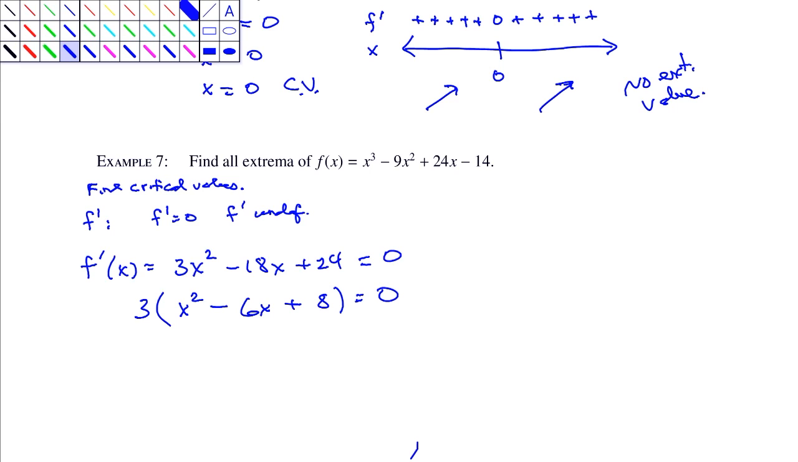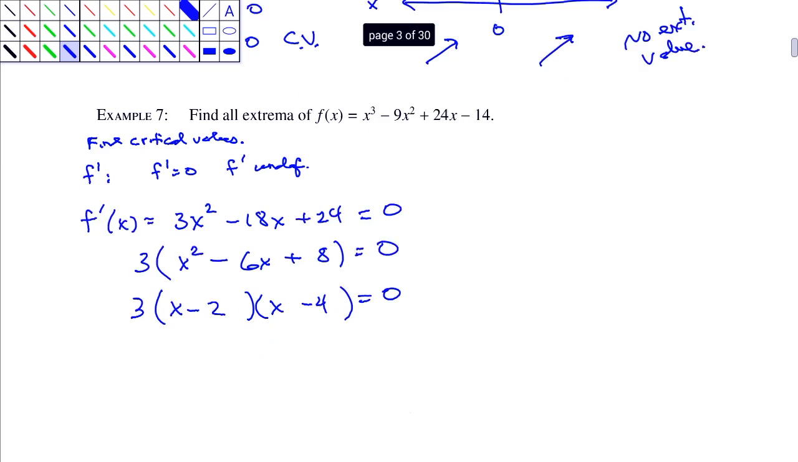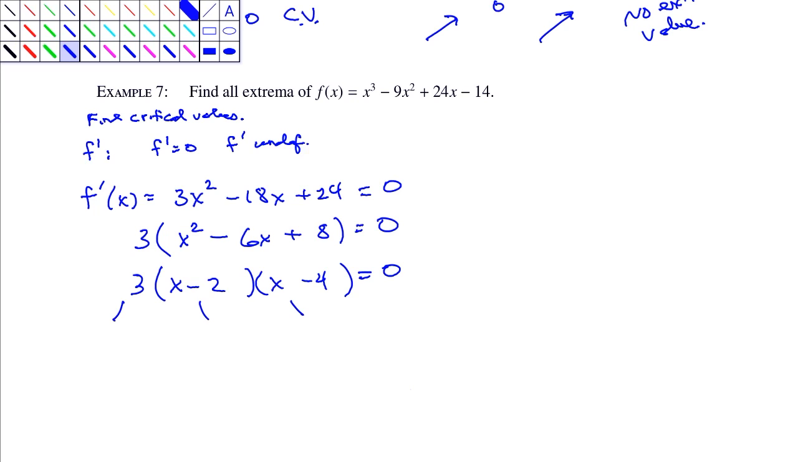How do you factor x squared minus 6x plus 8? x minus 2, x minus 4. Very good. x minus 2, x minus 4. Set each factor equal to 0. So we get 3 equals 0, x minus 2 equals 0, x minus 4 equals 0. No solutions from the 3 equals 0 part. x is equal to 2, and x is equal to 4. We now have the critical values.